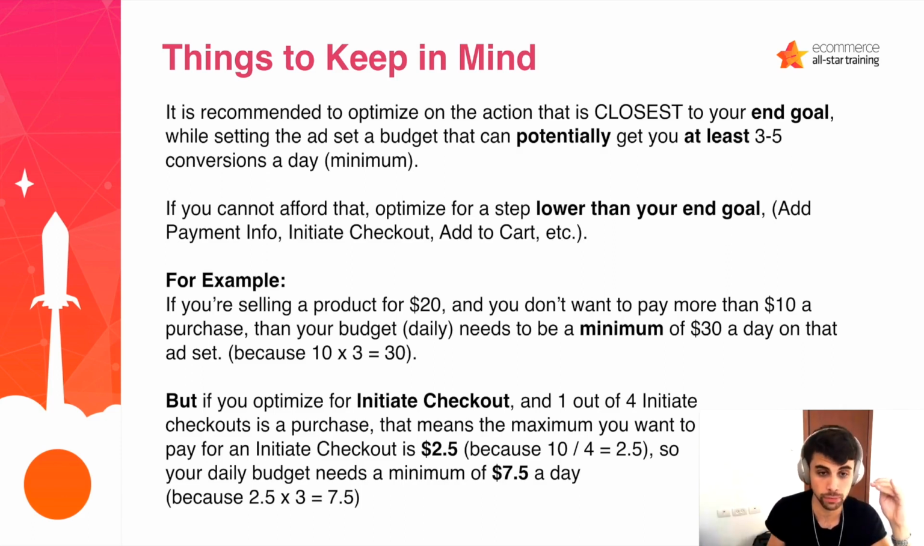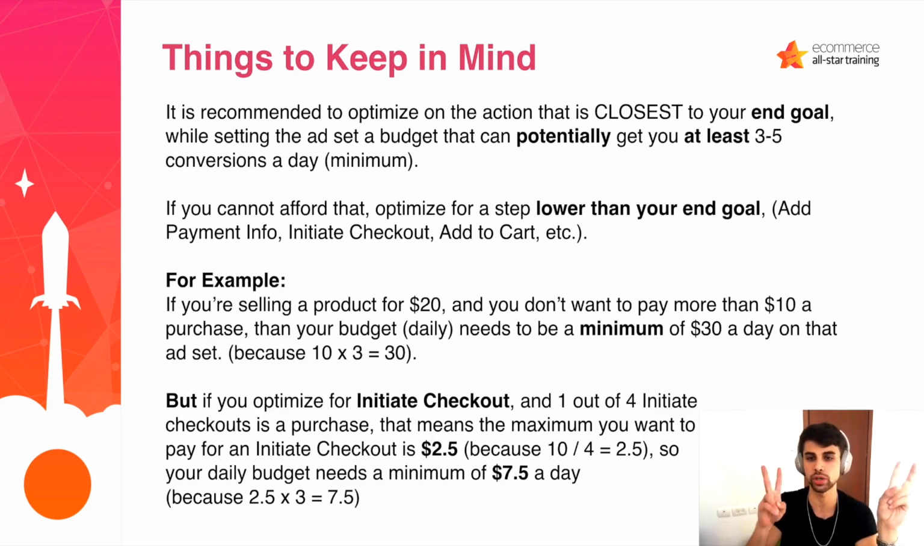So if you're optimizing for a purchase, take the maximum that you're willing to pay on a purchase and multiply it by 3. If that's too much, you don't want to pay that much a day, go a step backward. Even an add payment info. So for an add payment info, usually a good number is like 1 out of 2. So at this point, instead of $30, we would have chosen $15, because 1 out of 2 add payment info usually results in a purchase.